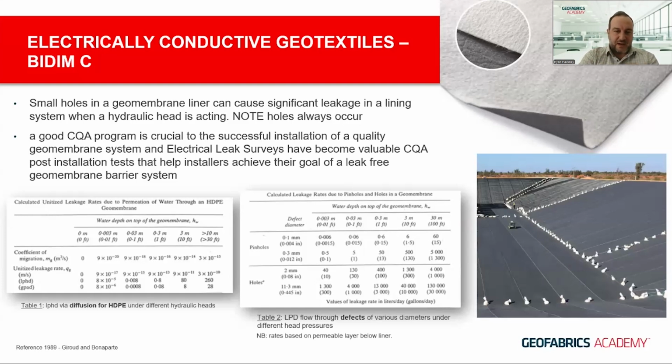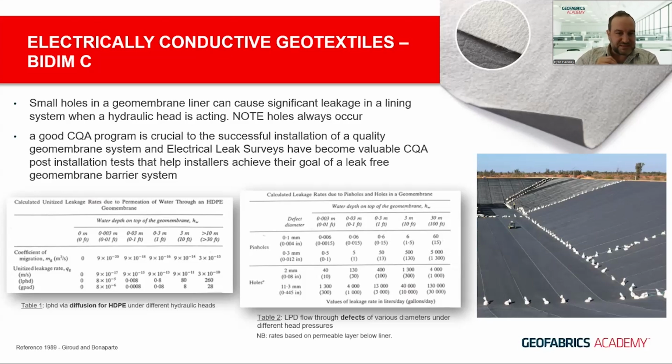So in terms of defects in membranes and what that translates to in terms of leakage, there are two tables on the bottom of the slide here. On the left-hand side, no geomembrane is completely impermeable. Liquids and gases can diffuse through these membranes at a molecular level, so there's always some level of leakage to be expected. The example here is diffusion through HDPE under different hydraulic heads.